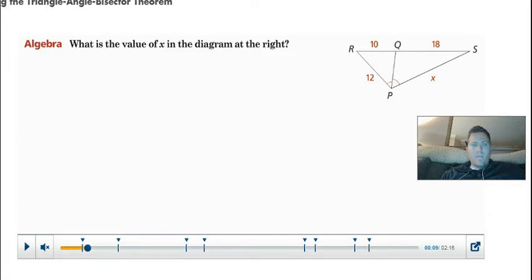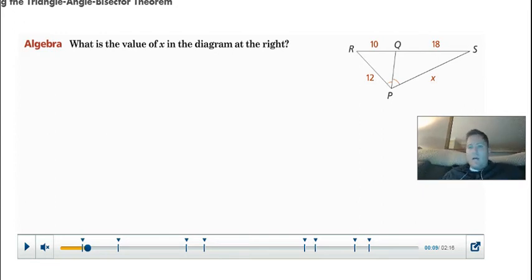Alright, and my last problem I have right here, it says, what is the value of x in the diagram at the right? So again, we see that we have angle bisectors right there. So we know this is my third theorem that we wrote down, that the parts of these triangles are going to be proportional. And again, when you're setting it up, it doesn't matter how you set it up, whether you go from bottom to top, top to bottom, left to right, right to left. It doesn't really matter which way you do it, as long as you are consistent.